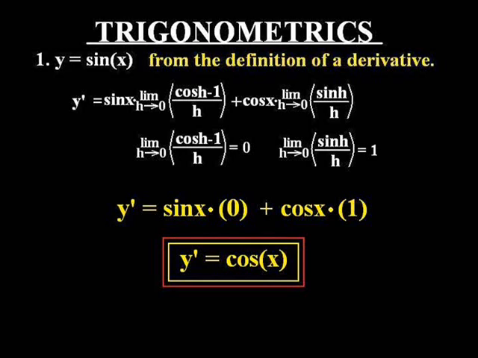So there you have it. We have proven via the definition of a derivative that the derivative of sine of x is equal to cos of x. That's it. That's all for this video.